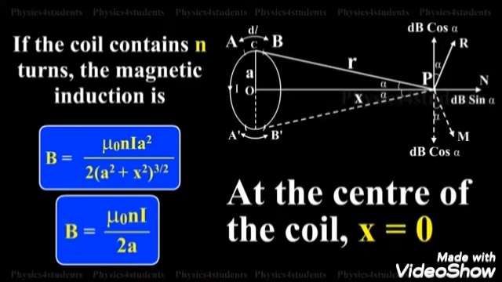At the center of the coil, x is equal to 0. Therefore, the magnetic induction B is equal to mu naught n I by 2a.